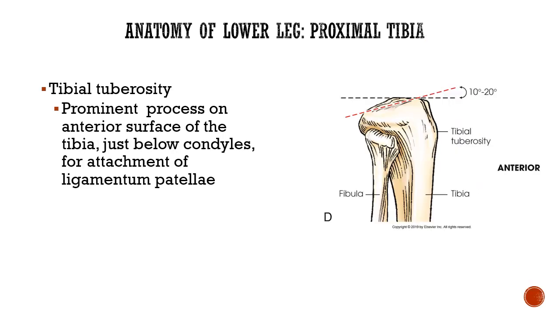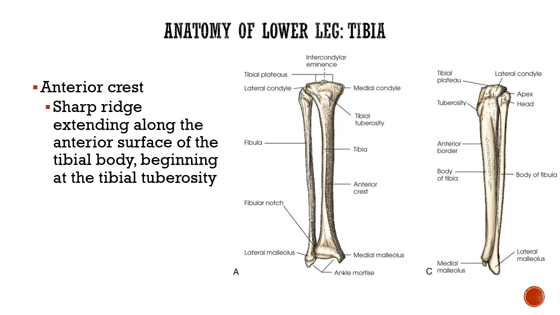The tibial tuberosity is a prominent process on the anterior surface of the tibia, just below the condyles, and it's for attachment of the ligamentum patellae. The anterior crest is a sharp ridge extending along the anterior surface of the tibial body, beginning at the tibial tuberosity. Here's a picture of the anterior crest right here.